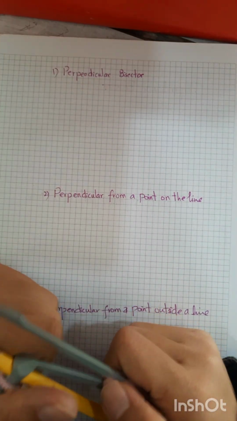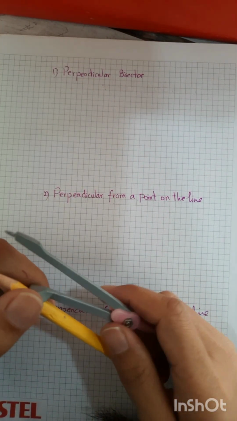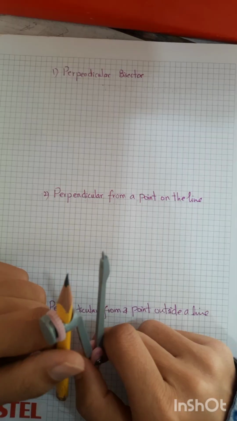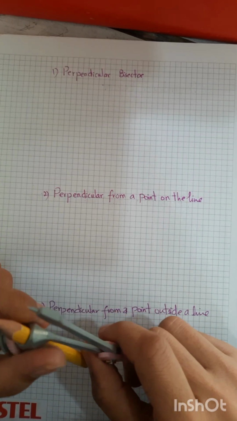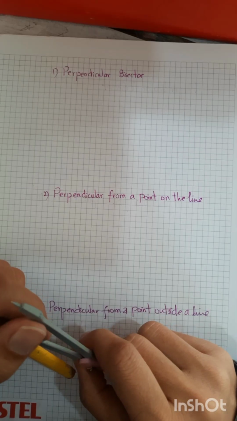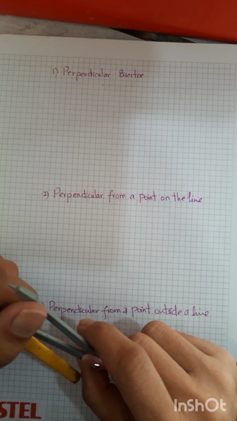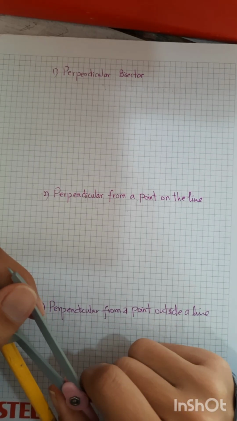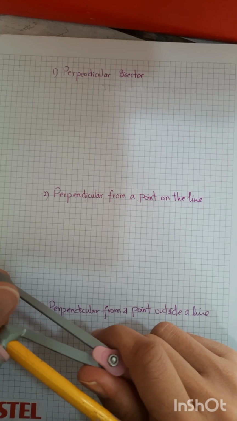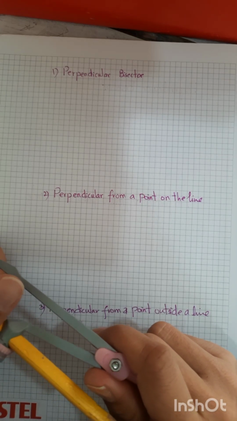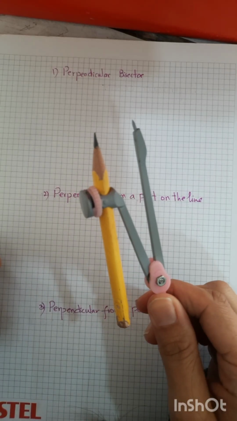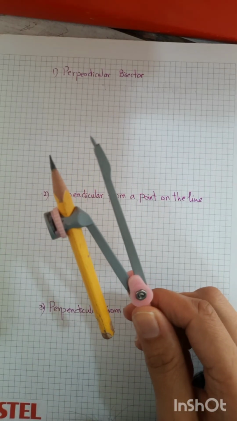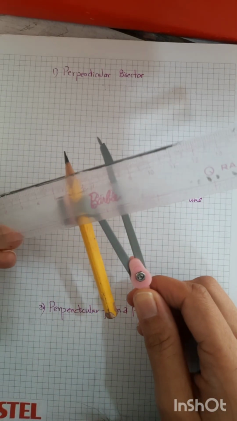Hello everyone, I'm creating this video especially for my 6th graders where I will be teaching you how to draw a perpendicular bisector of a line, how to draw a perpendicular from a point on the line, and how to draw a perpendicular from a point outside a line. I will be teaching you these 3 cases where you will require a compass, a pencil, and a ruler as well.